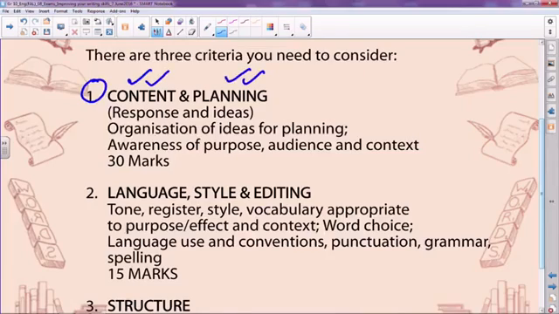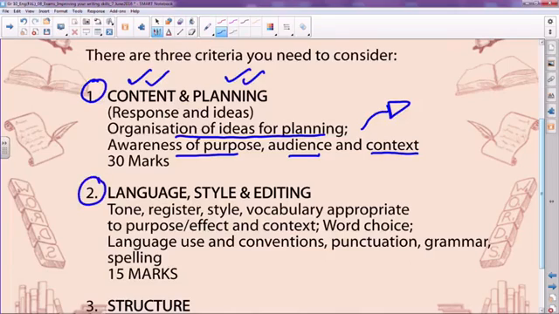How have you grouped them? It says here, organization of ideas for planning. So that's probably where they're going to be looking at your draft. And then also they want to know, are you aware of the purpose? Why are you writing this? To whom are you writing this? Okay, and the context in which you are writing. So that's what they're going to be looking for.